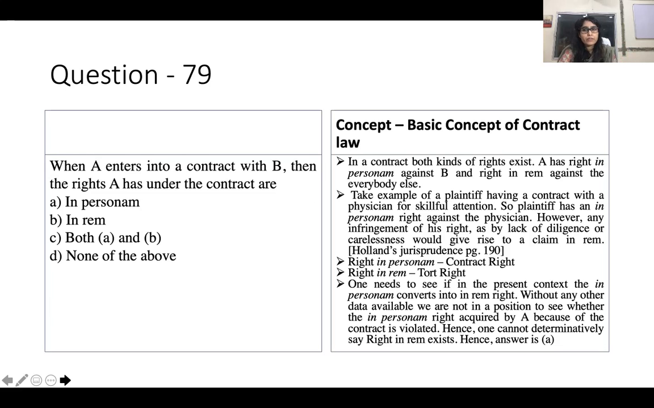Take an example of a plaintiff having a contract with a physician for skillful attention. Okay, so the plaintiff has an in personam right against the physician. However, any infringement of his right by lack of diligence or carelessness would give rise to a claim in rem. Okay, so a right in personam is a contract right, a right in rem is a tort right. One needs to see if in the present context the in personam converts into an in rem right. Without any other data available, we are not in a position to see whether the in personam right acquired by A because of the contract is violated. Hence, one cannot determinatively say a right in rem exists, and hence the answer is A, that is right in personam.